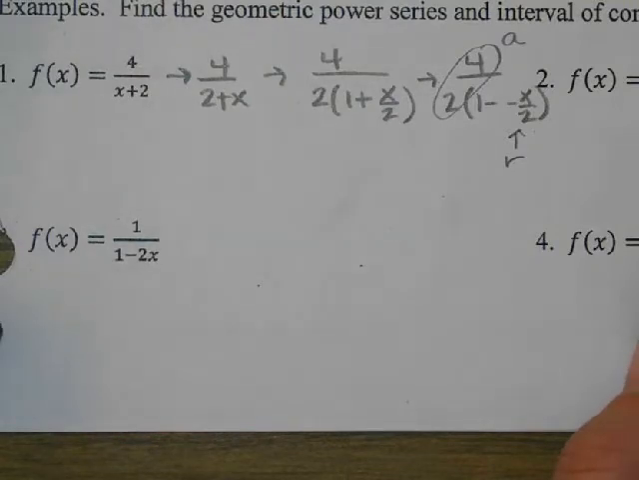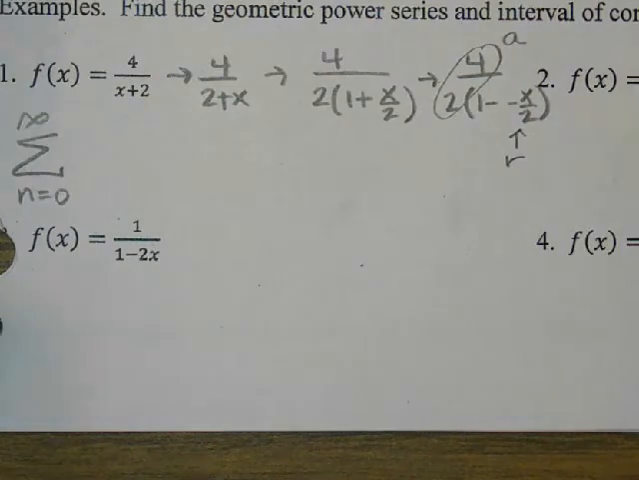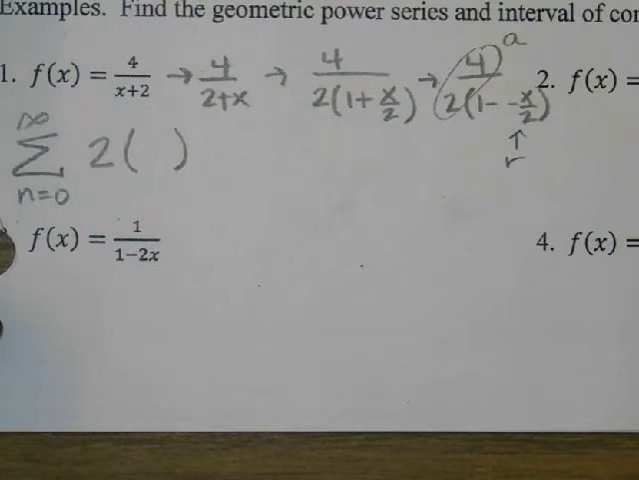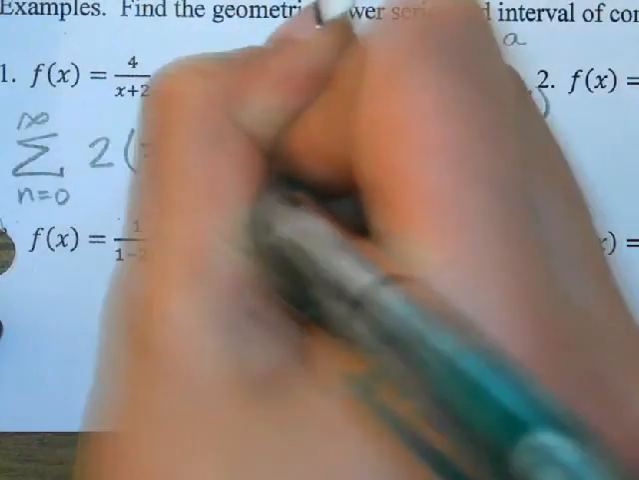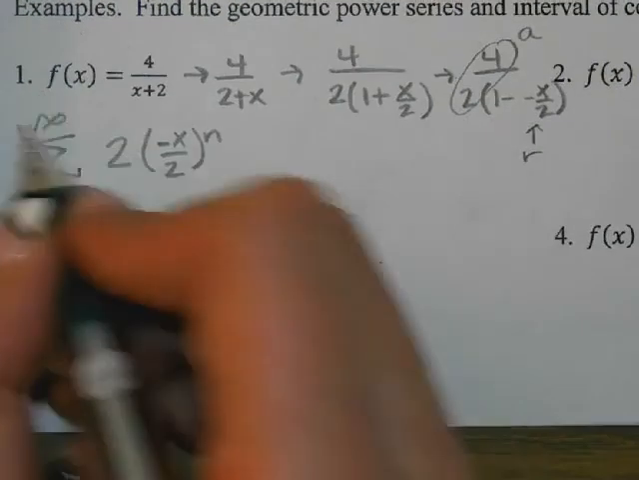All right, so I'm going to write this as my sum. I'm going to say the sum from n is 0 to infinity. And then I write the first term, and what's the first term? 4 divided by 2 is just 2, so first term is 2. And then what's my r value? Negative x over 2 to the nth power. So there's my series right there.